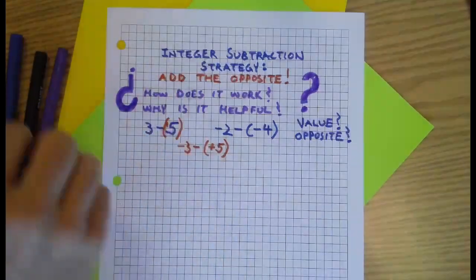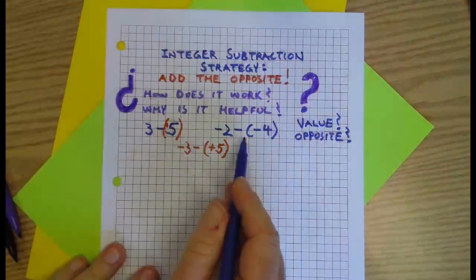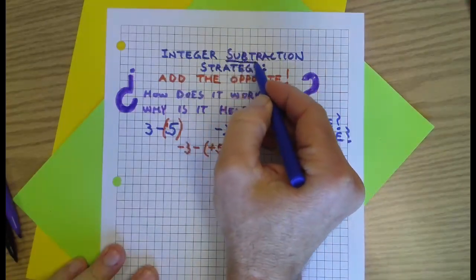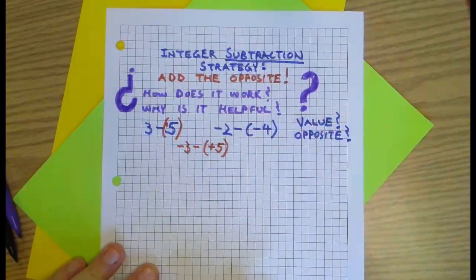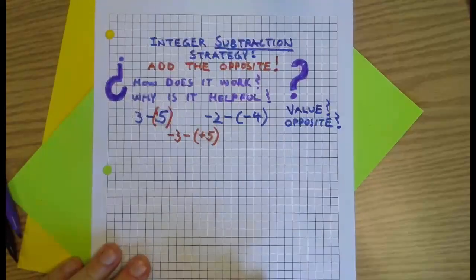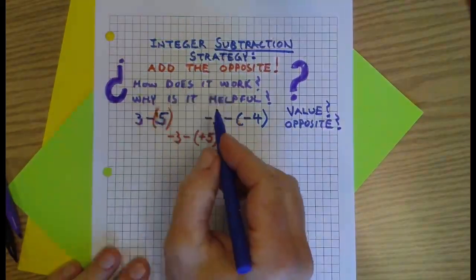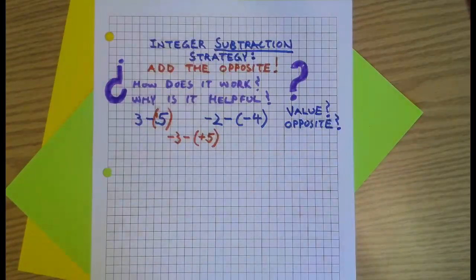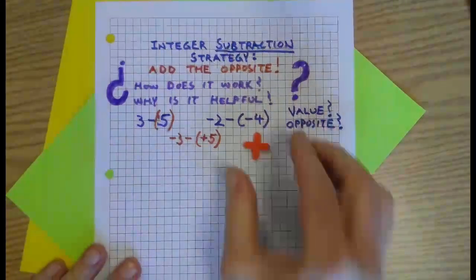When you see weird problems like this with lots of negative signs in them, and they're subtraction problems, many times people get confused. Let me teach you a strategy called add the opposite to deal with stuff like this with some confidence, knowing that you'll get it right. So for example, what value does this have?